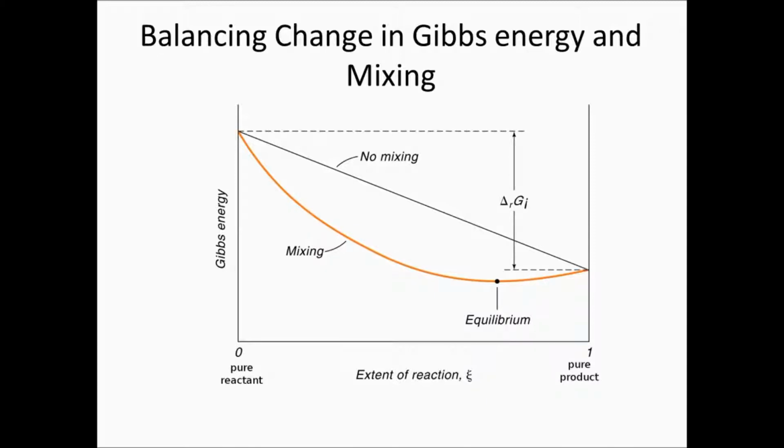So here we have a reaction where the Gibbs free energy of reaction is negative. And therefore, if you think about the pure product and pure reactant, there's a difference. And delta G really is the slope of this. And so here the reaction favors the product, but it doesn't go completely that way.